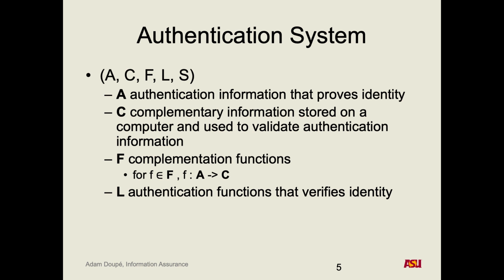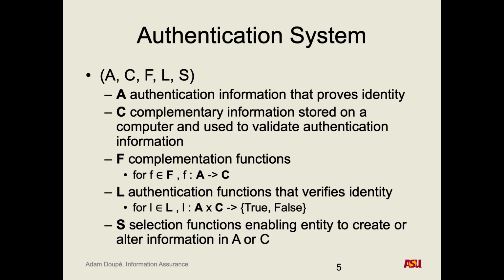L is the function that actually verifies the identity, so it takes in the authentication information and all of the complementary information, and then says true or false, so authenticate or not. And S is just some function that allows somebody to create or alter information. So this would be changing your password, all these kinds of things. I know this is very, very abstract.